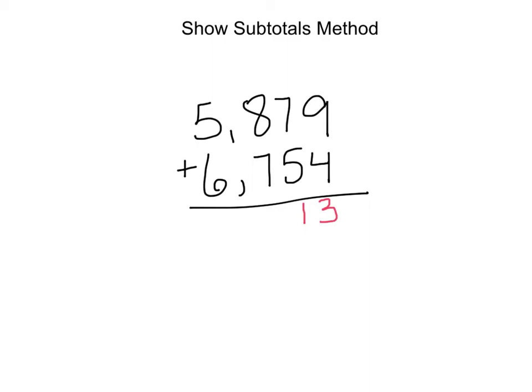Then I'm going to go to the tens place. Now because these are tens numbers, I'm actually going to add them as they are. So that 7, it's a 70. So I'm going to take that 70 and I'm going to add it to the 50 underneath. Not 7 plus 5, but 70 plus 50. And 70 plus 50 is 120.